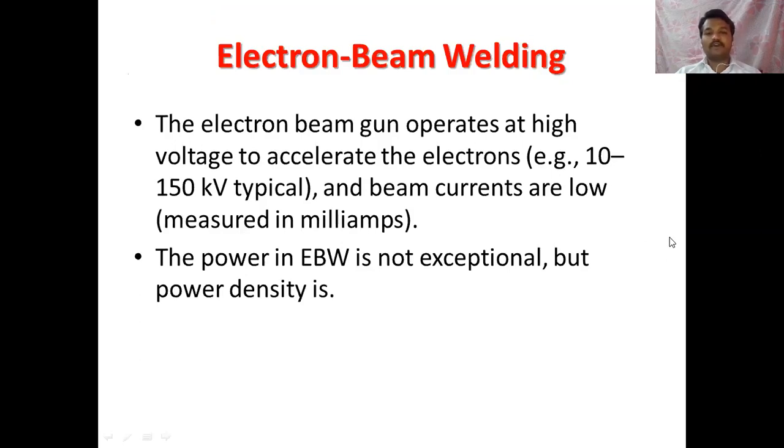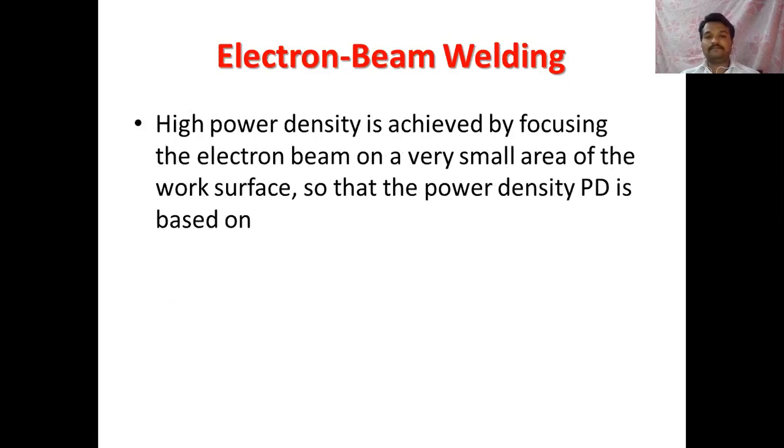The electron beam gun operates at high voltage to accelerate the electrons, and beam currents are low. So in order to generate the electrons, we use the electron beam gun with the high voltage to accelerate the electrons. The acceleration power is typically in the range of 10 to 150 kilowatts. The power in EBM is not exceptional, but the power density is. High power density is achieved by focusing the electron beam on a very small area of the work surface.